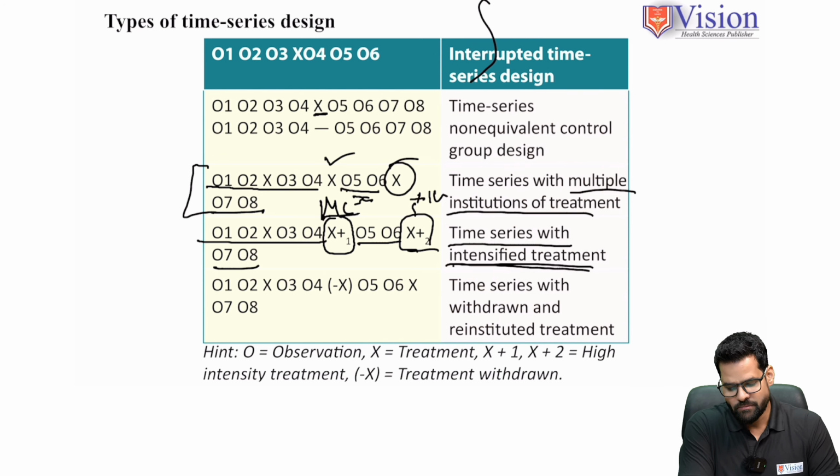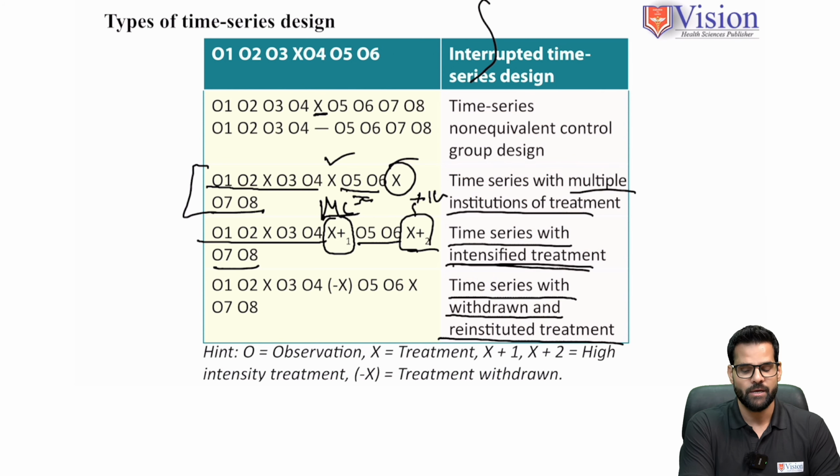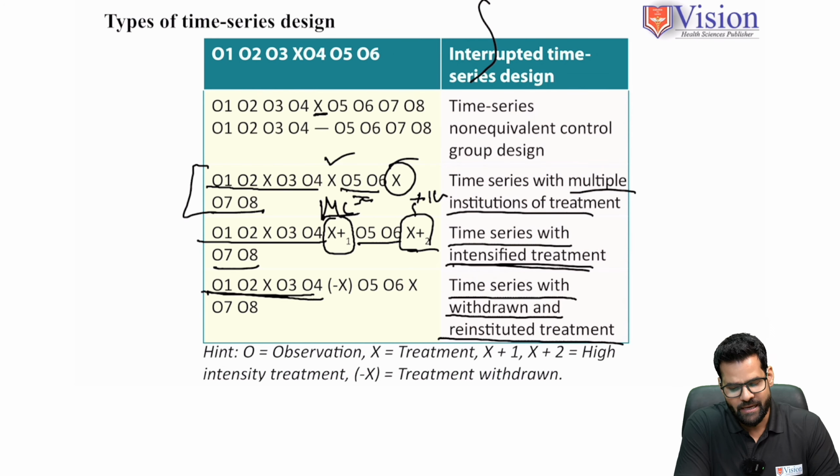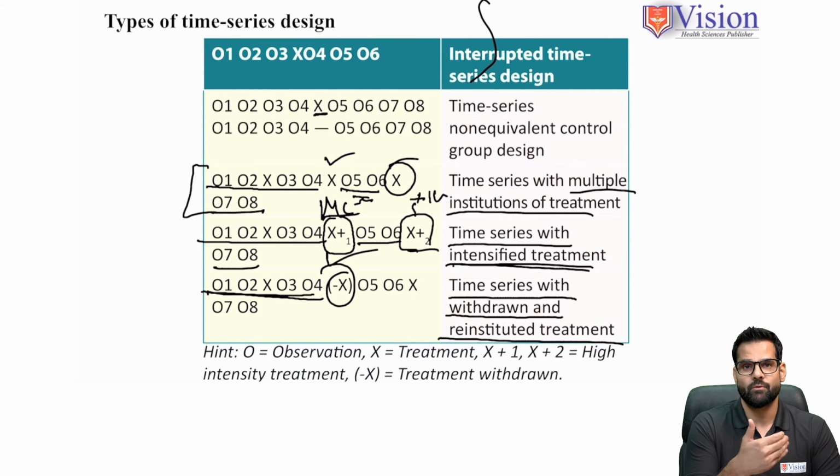Then we have time series with the withdrawn and reinstitution of the treatment. As you can see here, same observations, but what we do is introduce the treatment once and withdraw it. Initially we made observations, then the treatment was planned, but we withdrew that treatment to see the effect.